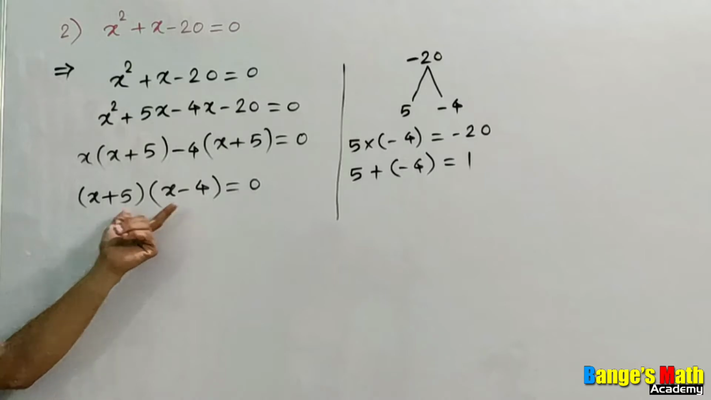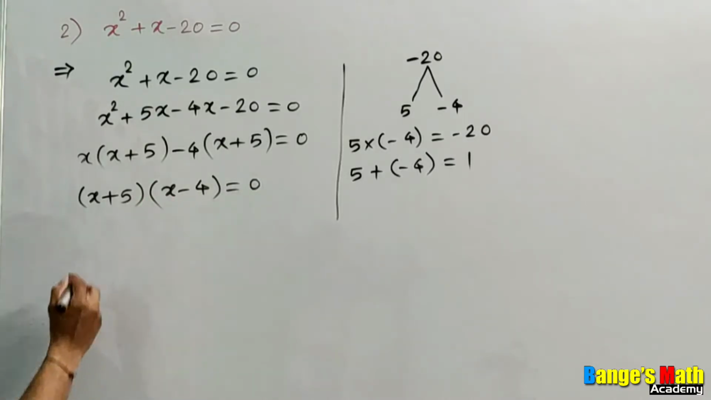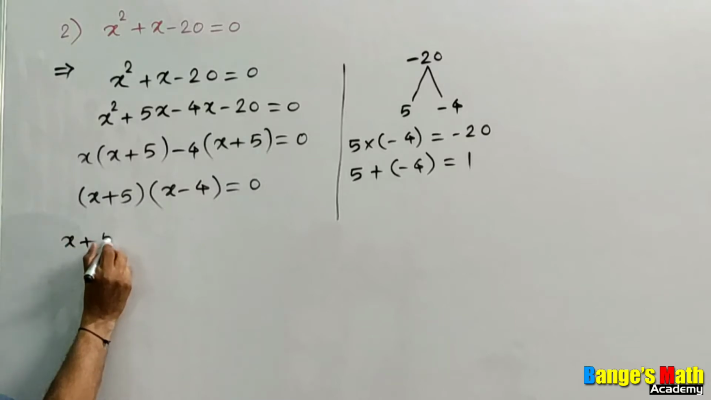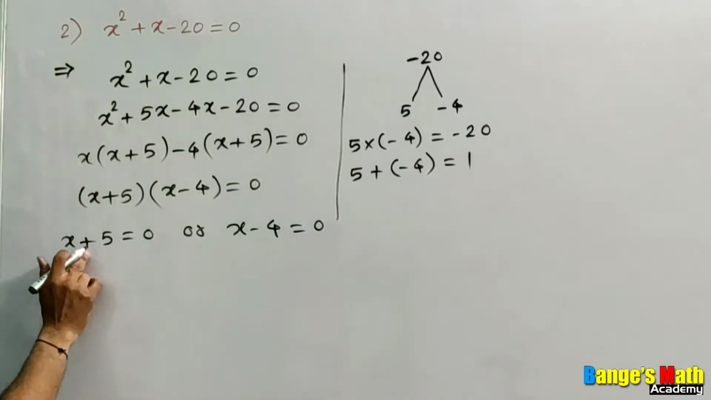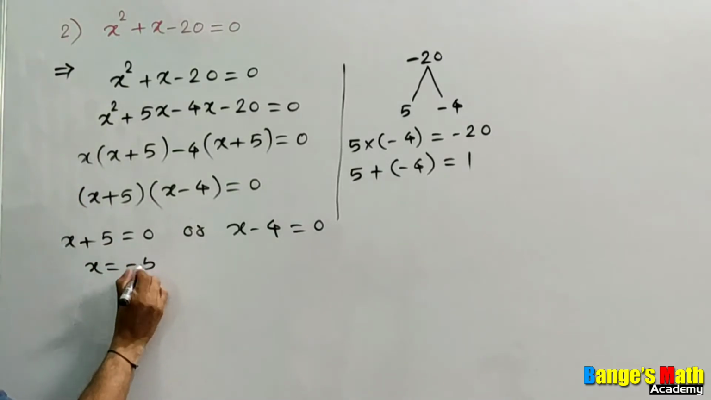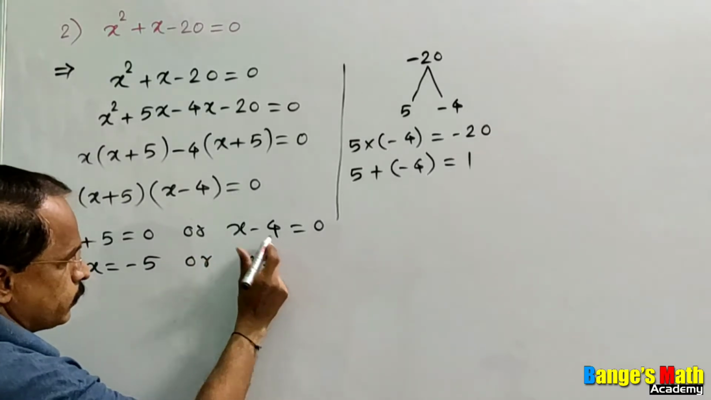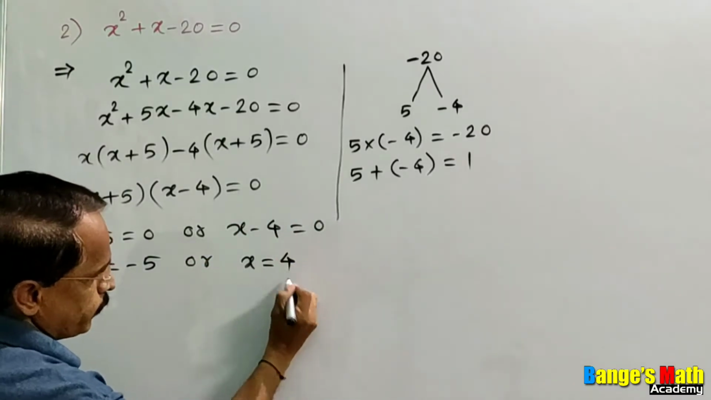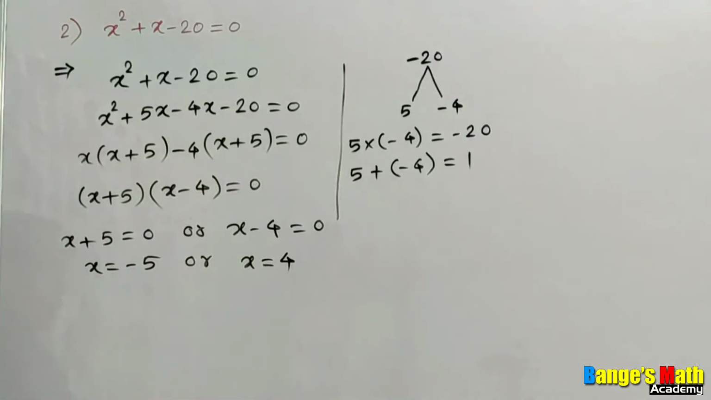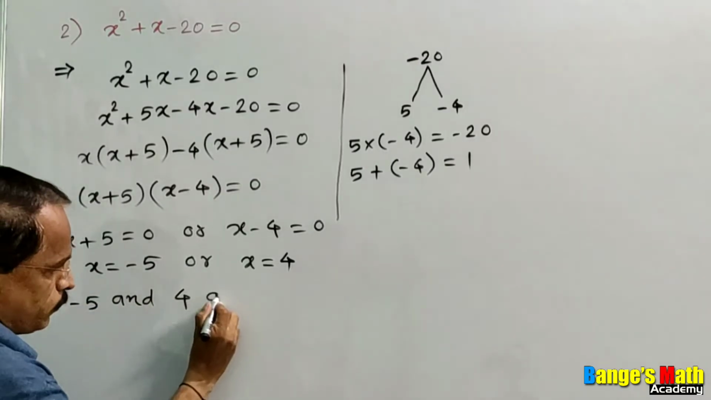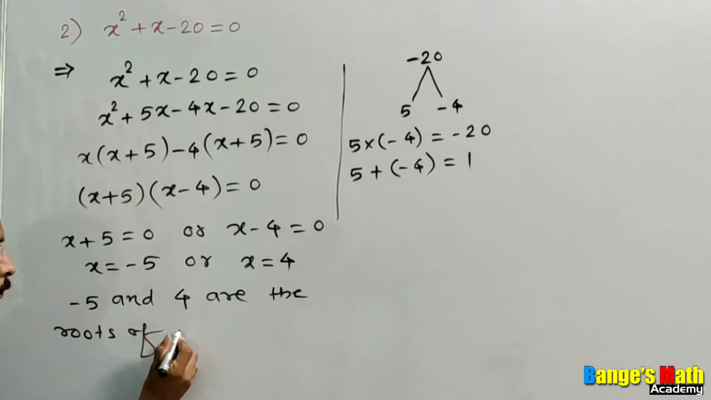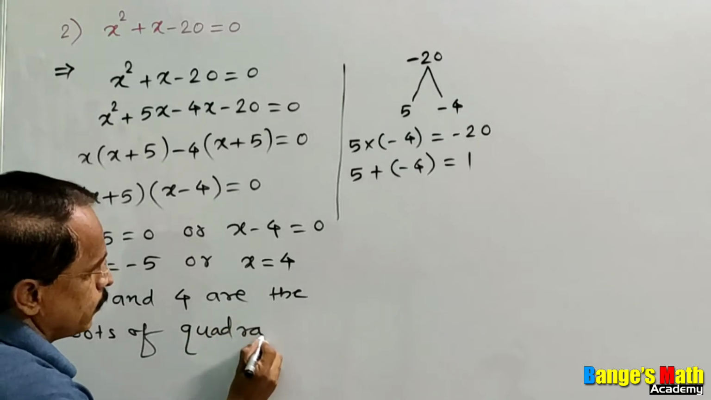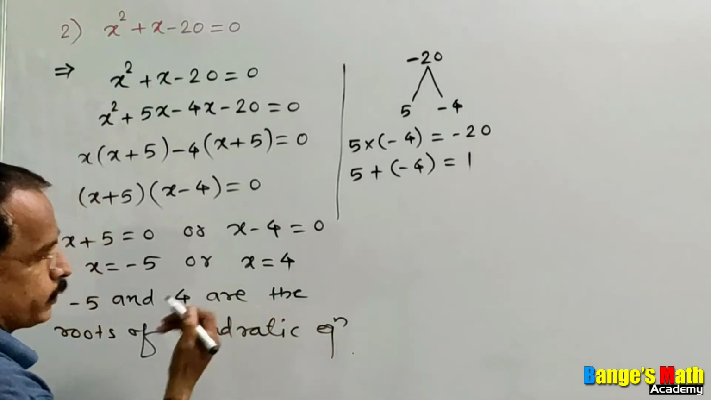Product of these two bracket is 0. So at least one bracket should be 0. So equate each bracket is equal to 0. Then simplify, transfer plus 5, x is equal to minus 5, or x is equal to transfer minus 4 to RHS, it becomes plus, x is equal to 4. We find the roots of given quadratic equation. So minus 5 and 4 are the roots of quadratic equation.